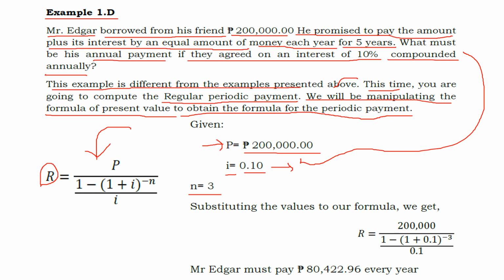Now let's try to substitute. By simply substituting the values to our formula, we get this. Your R now is equal to 200,000 all over 1 minus 1 plus 0.10 raised to negative 3 over 0.1. Upon computing, we can look for the value of your R.